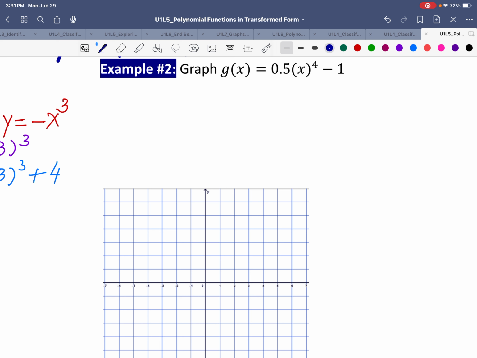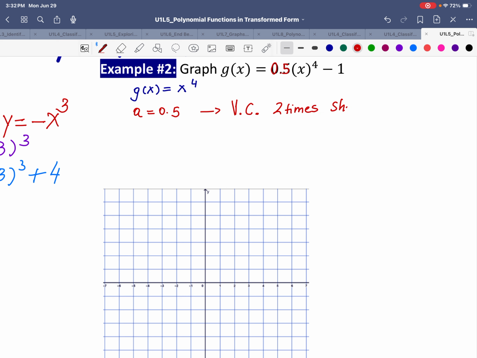So we're going to start off with the parent function. So g(x), in this case, the parent function is x to the power of 4. And then we'll list the coefficients. So I see 0.5 in here in front of x to the power 4, meaning that it is multiplying the y values of the function. So a equals 0.5. That is less than 1. So we're going to say that this will make the graph vertically compressed, and it will get 2 times shorter.